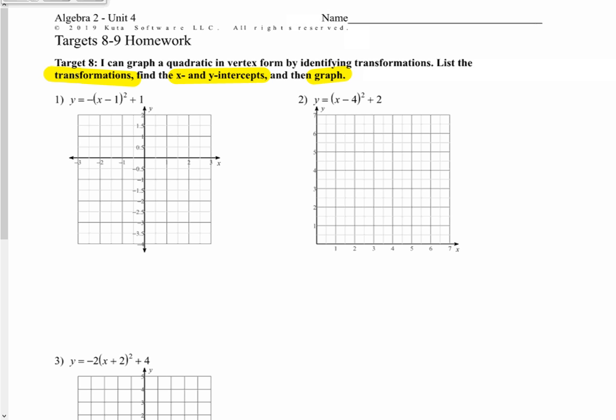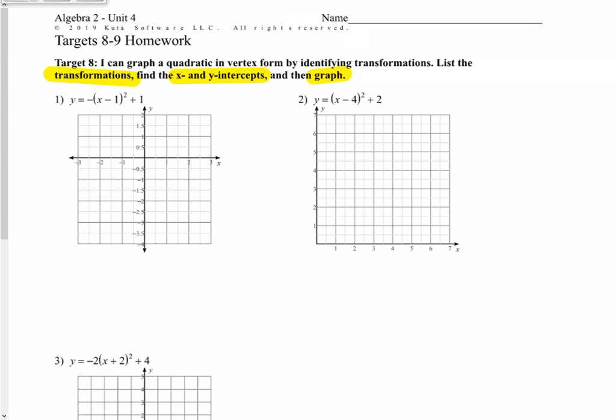Today I will be going over Target 8 and 9 homework. I did highlight a couple things on here to make sure that we're not just graphing these problems, but we're also talking about their transformations and their x and y intercepts. So problems 1, 2, and 3 are all in vertex form where all have those parentheses squared.